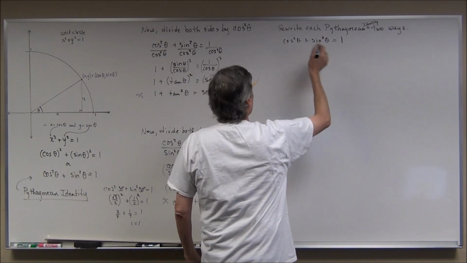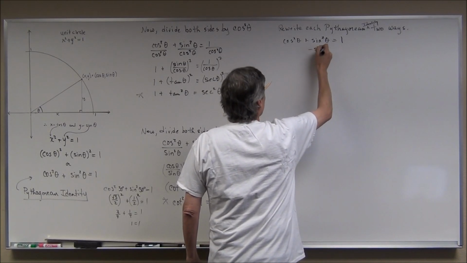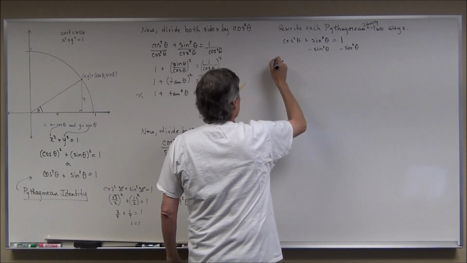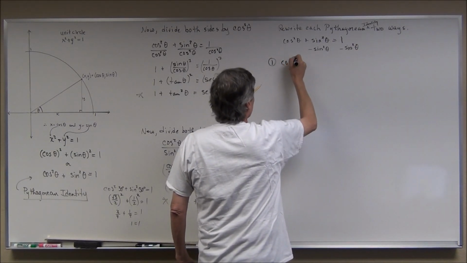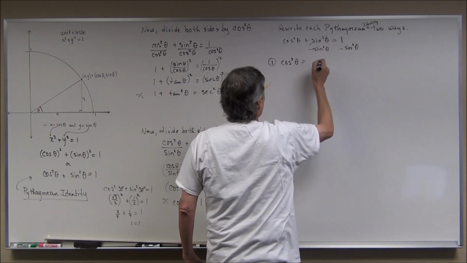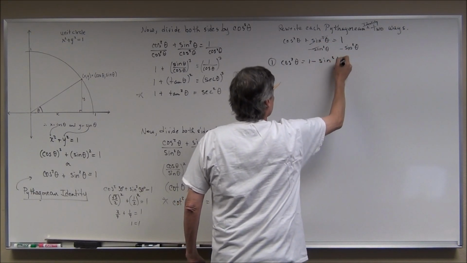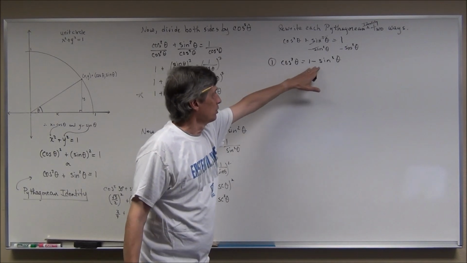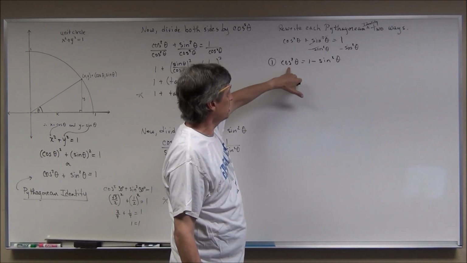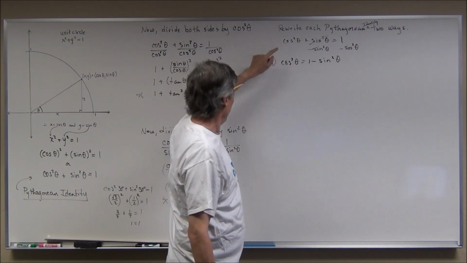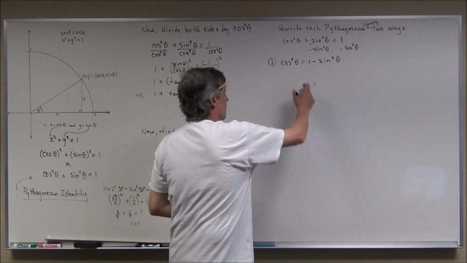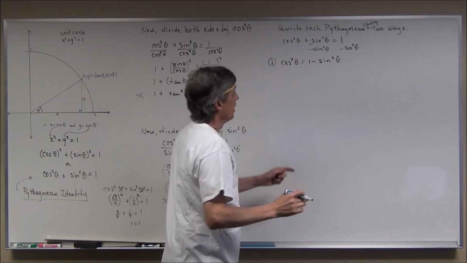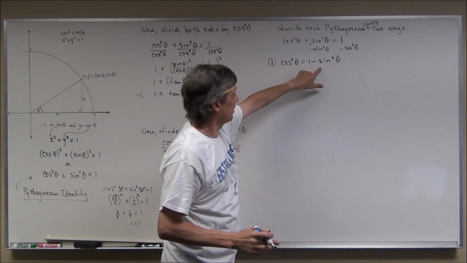What if I was to subtract sine squared theta from both sides? Then I would have cosine squared theta is equal to 1 minus sine squared theta. That's a good one, because sometimes you'll see this expression and then you can substitute this in for it. Now it comes directly from the first Pythagorean identity, but you should be able to look at this and visualize this by subtracting sine squared theta from both sides and know that this is also an identity, a true statement.